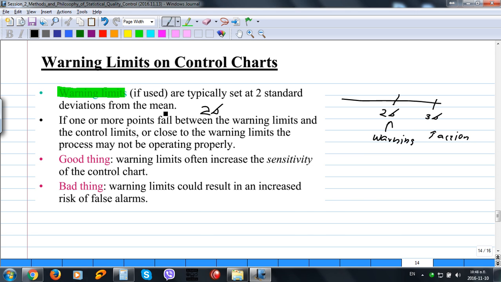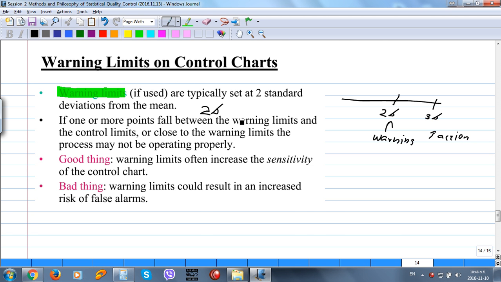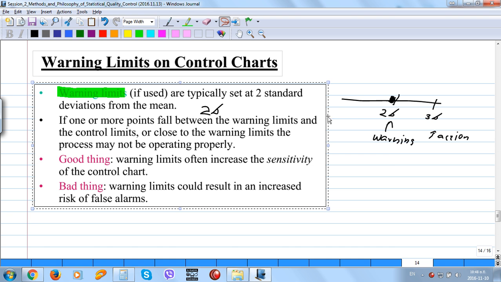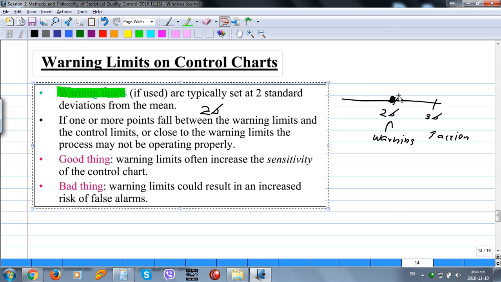So if one or more points fall between the warning limits and the control limits, close to the warning limits, the data points lie in there. Then what happens? The process may not be operating properly. It means there can be a false alarm, so you have to check it if the points lie closer to the warning limits. There is a good thing and a bad thing about warning limits.